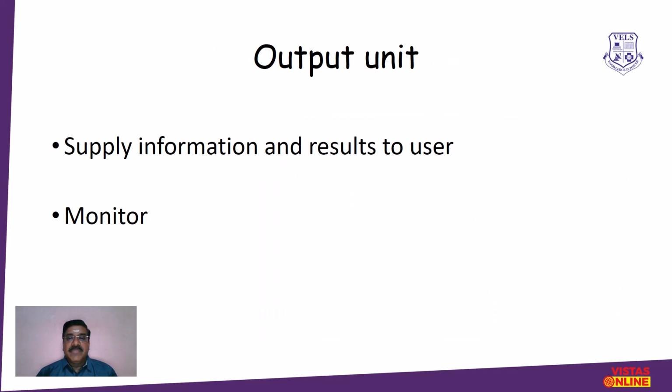Output unit. It supplies information and results to the user. The output units are the monitor and printer. The monitor is a soft output device, giving soft copies. The printer takes the print values, and its output is called hard copies.